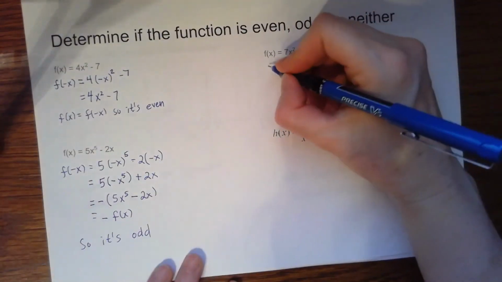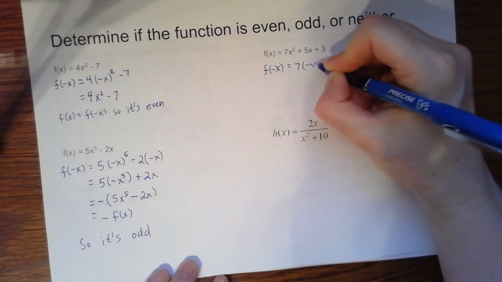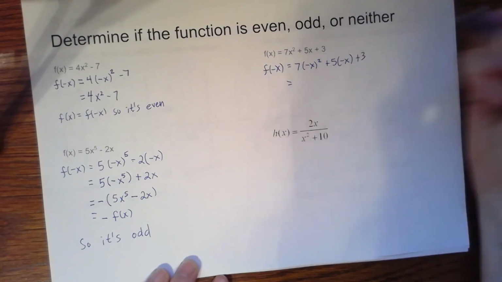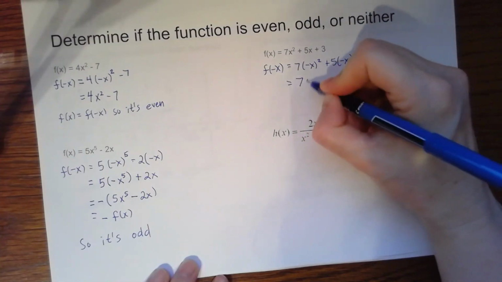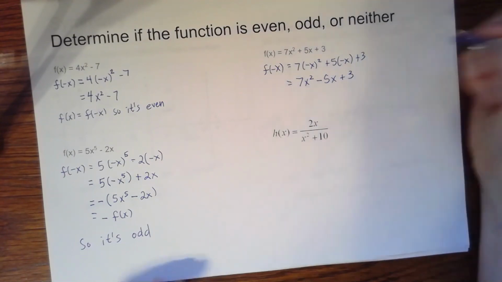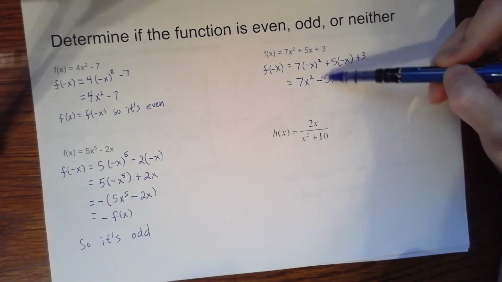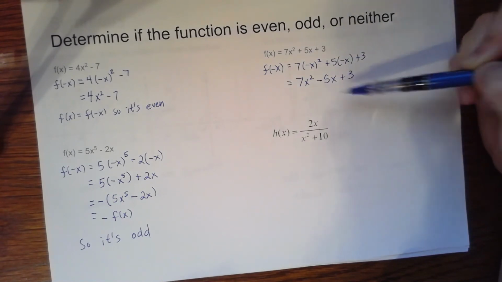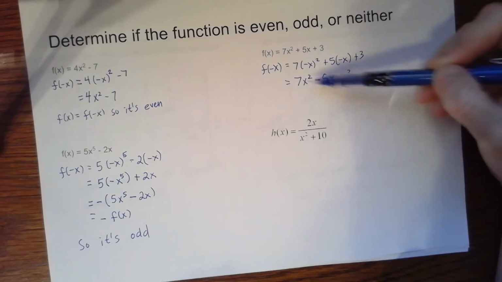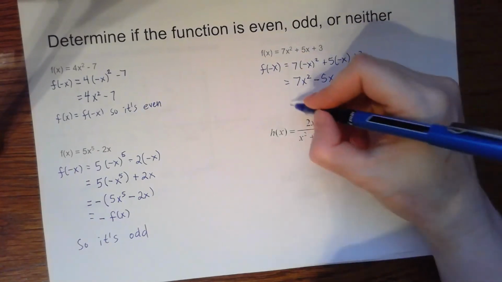Okay, let's try this one. Let's look at f of negative x. So once again, put in negative x and square it. Put in negative x. So I get 7x squared, and then minus 5x plus 3. Okay, well, it's definitely not equal to this one because the sign is different here. And if I factored out a negative, this one would have the same sign, but then these ones would be different. So there's nothing I can really do to this to make it equal to this or to make it the opposite of this. So this one is neither.